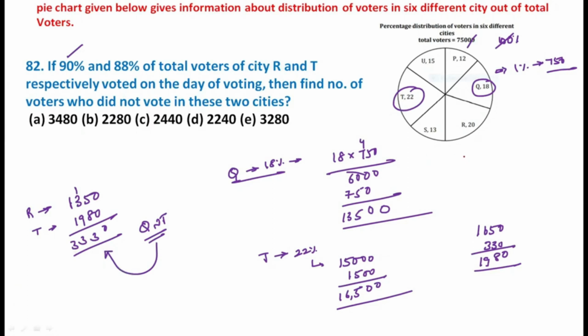Now you just calculate for R 20%. So 20% is equal to 15,000. So for 15,000, 10% value becomes 1500. So 3480 is the correct answer.